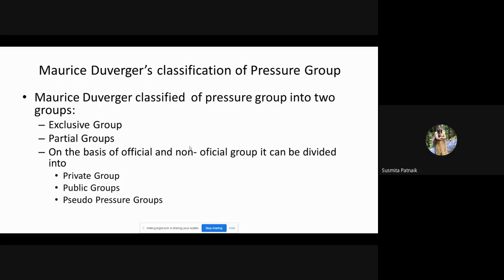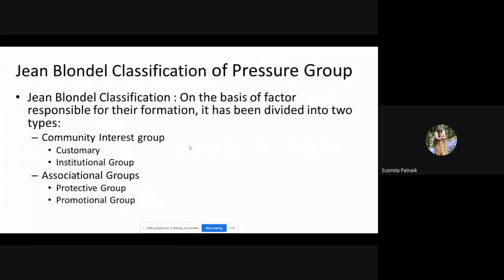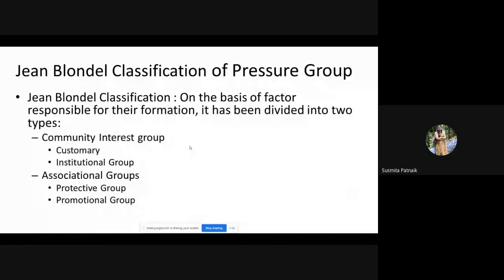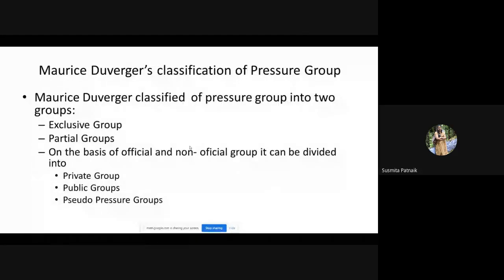The members will work, but they will not work in favor of their own interest, but in favor of some other groups or some other members. That is called pseudo pressure groups. So we have three types of classifications: Almond's classification, Jean Blondel's classification, and the Dover-Gertz classification.